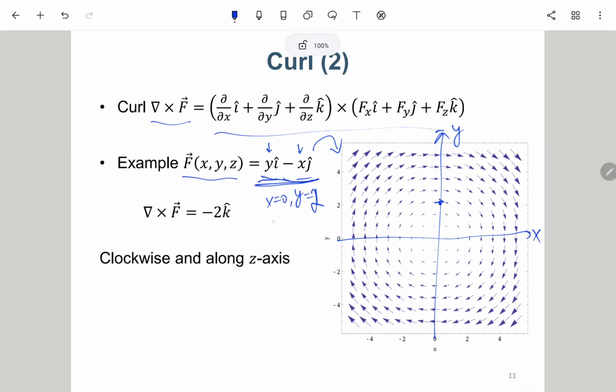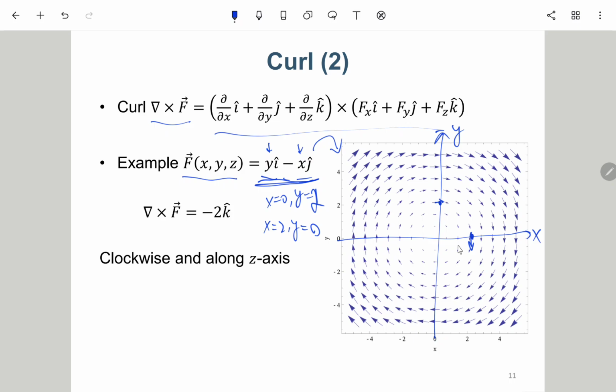Or if we have x to be 2, y to be 0, which is actually here. So if x equals 2, y equals 0, this is 0, and then minus 2j. Which means that at this point, it is pointing downward. So for every point, you can just plug in the numbers and see what this F is at that point. And this graph already tells you more or less that.